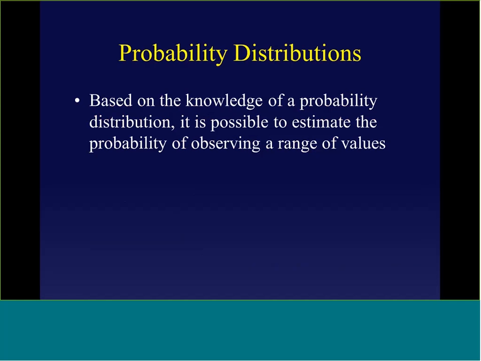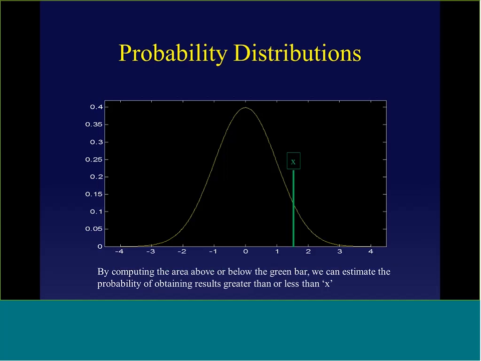And so based on the knowledge of these distributions, we can estimate the probability of observing a value or range of values. For example here, let's say we want to consider the probability of obtaining a result greater than or equal to X. Well, if we know the distribution, all we have to do is add the area under the curve that's greater than the observed value X, and compare that with the area under the curve to the left side of X. That will basically give us the probability of obtaining a value of X or greater. Now, this works if the process that we're examining follows this particular distribution.